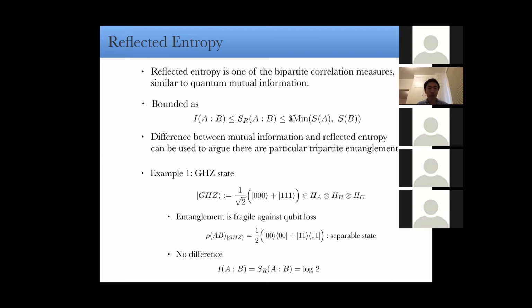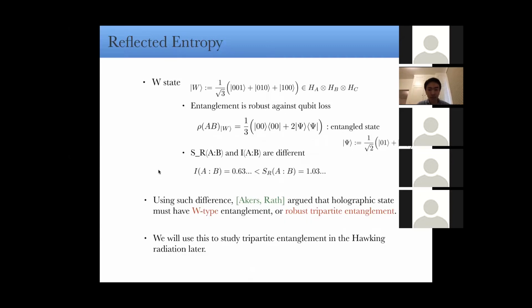But there's a difference between mutual information and reflected entropy. The difference is that these two quantities feel differently according to the tripartite entanglement of the state. Let us just take an example.